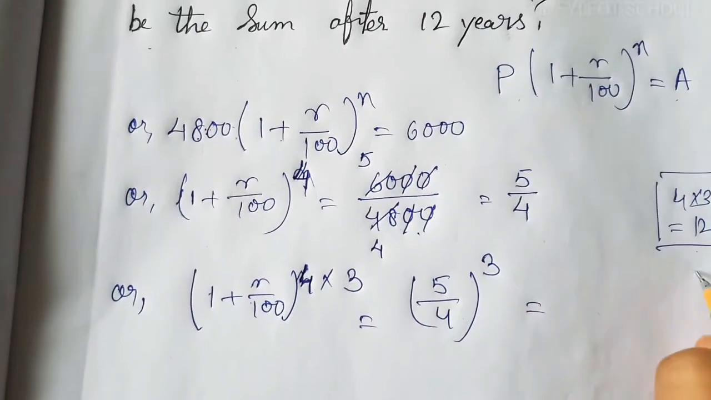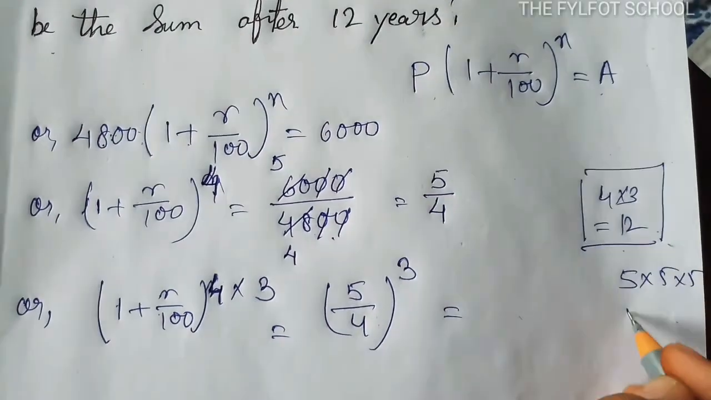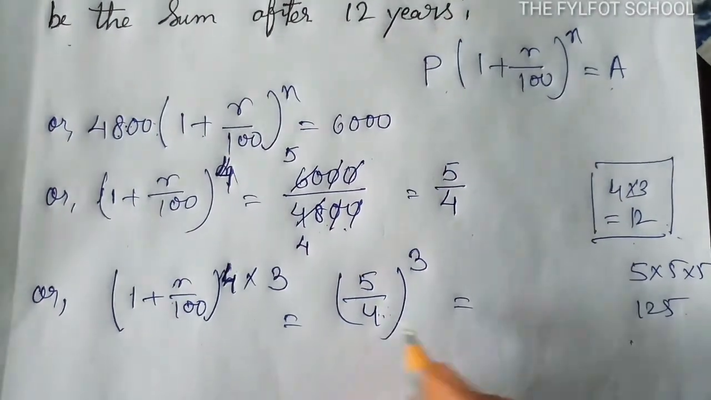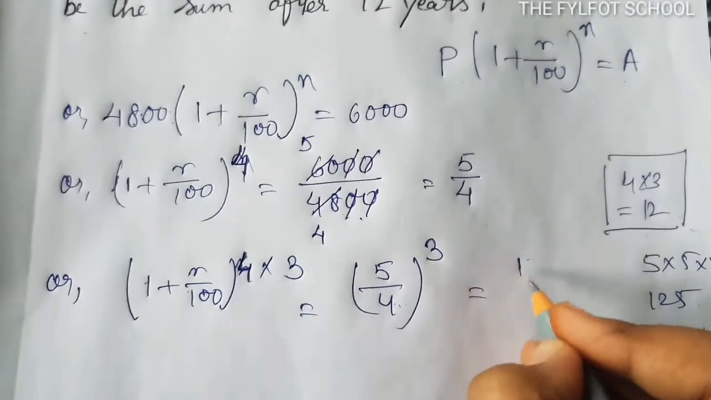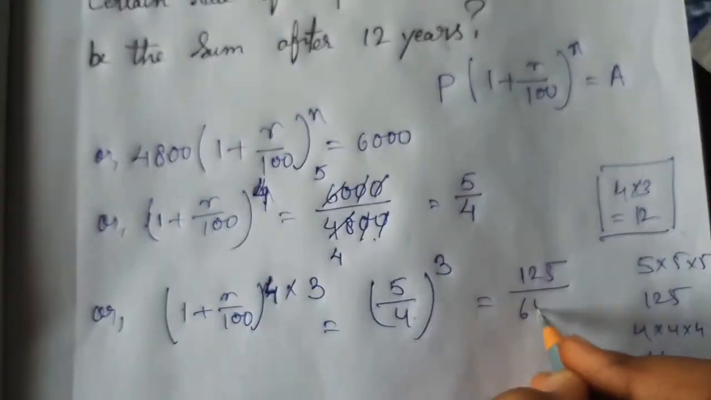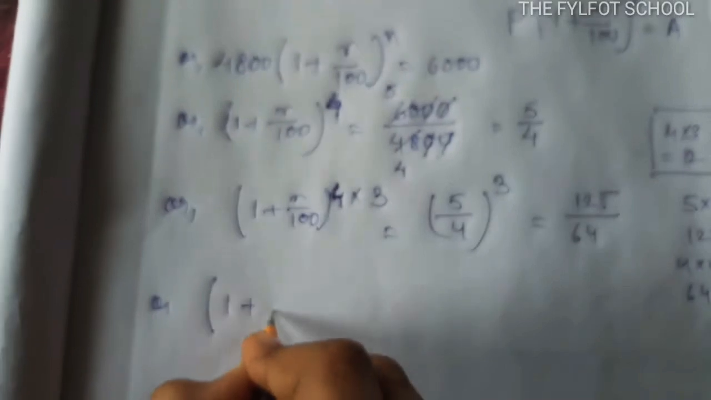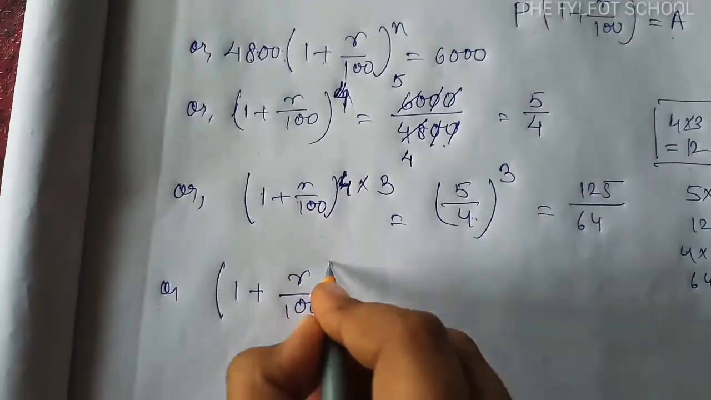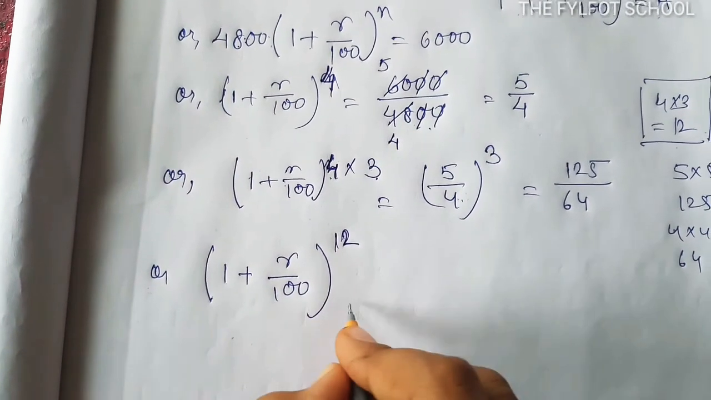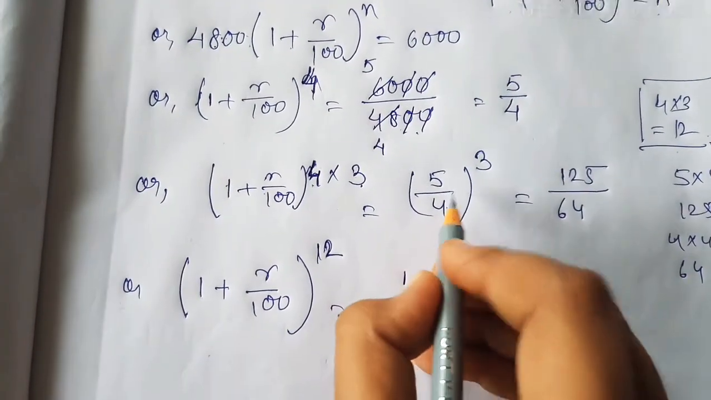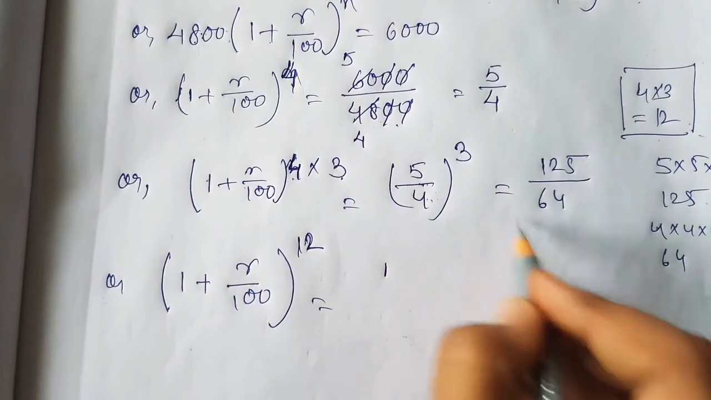And if we do 5 into 5 into 5, what? 125. And next, 4 into 4 into 4 equals 64. So because of this, 125 by 64. And next step, (1 plus r by 100) to the power 12. So we will put this number, because we have done all this. It means it has been solved.